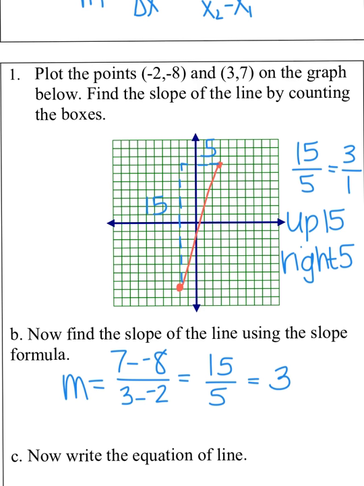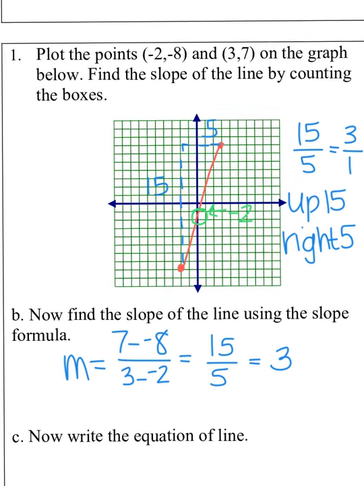Now the last part, we want to write the equation of the line. And we have one piece, we have the slope, but we also need the y-intercept to do this. So looking at your graph, you should be able to see that our line crosses the y-axis at -2. Mine's a little bit off, but hopefully yours is a little neater. That's going to give us what we need to know about the y-intercept.